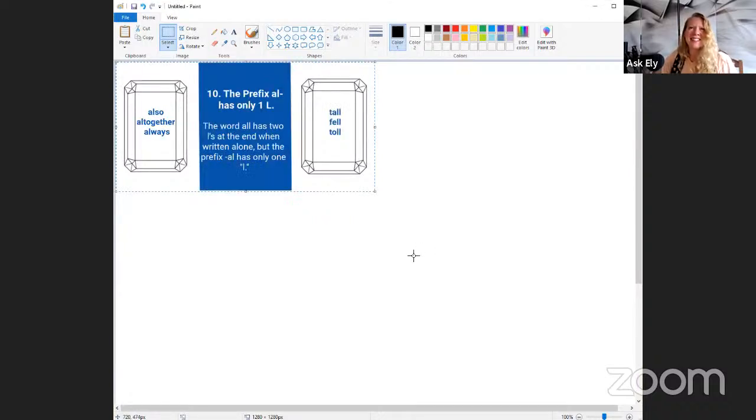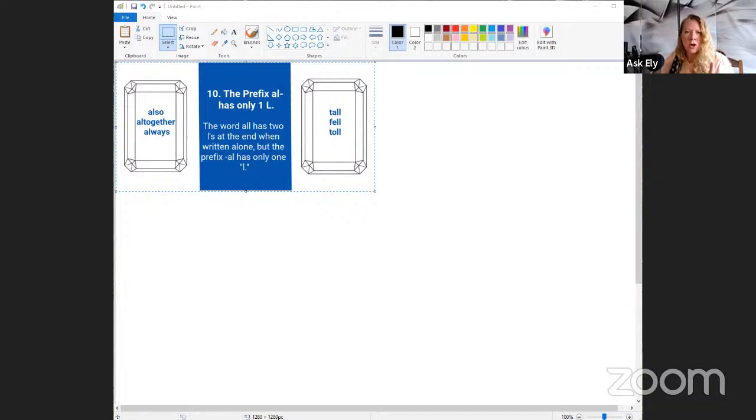Let's look at number 10. Now, remember, I told you about suffix being at the end. Prefixes are at the beginning of the root word. So the word A-L-L, or all, has 2 L's at the end.